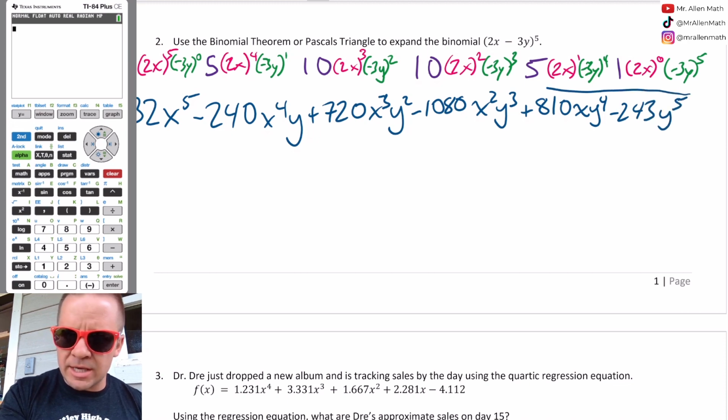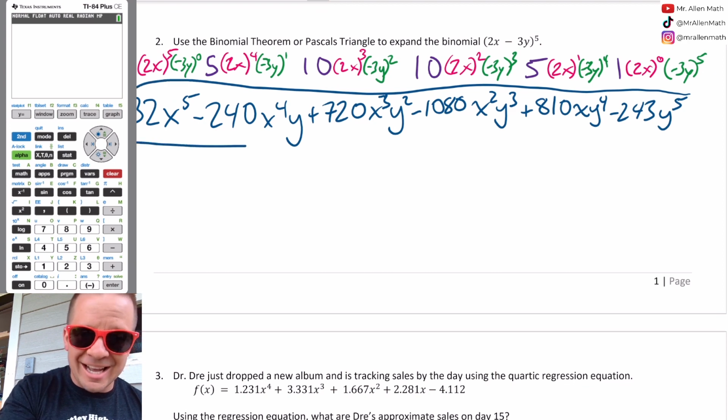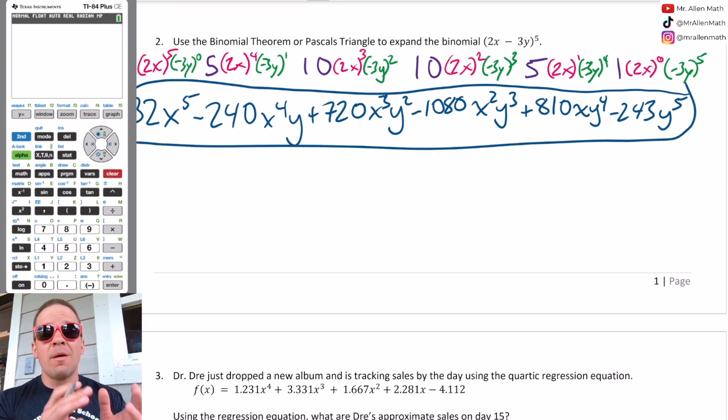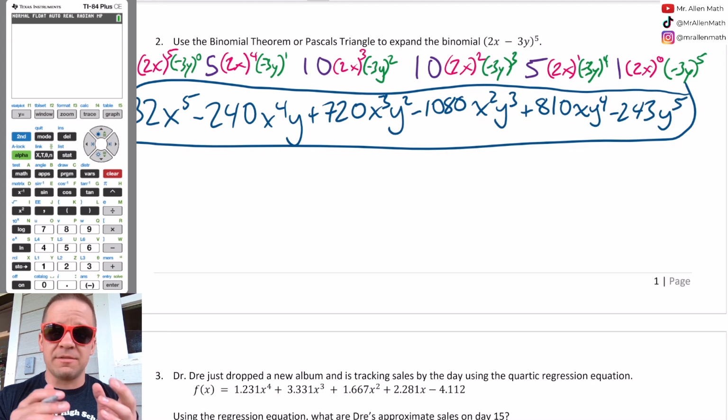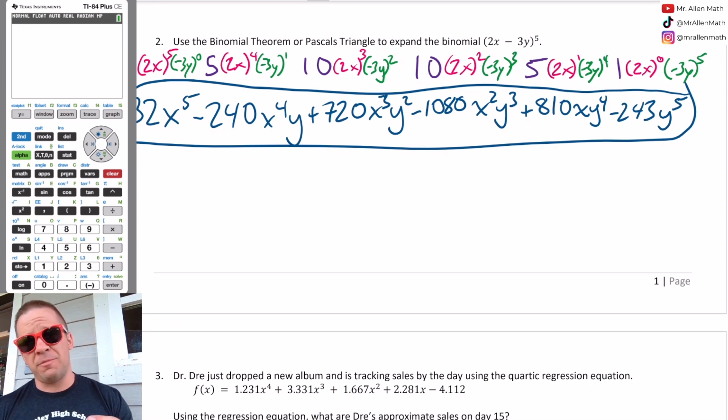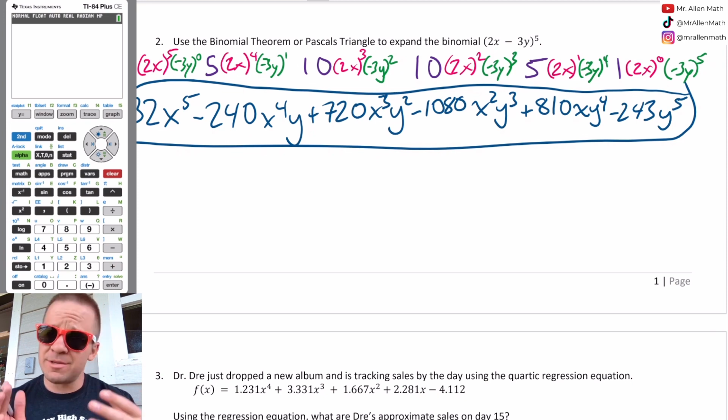So big thing here, guys, is you may have noticed the alternating signs that we have going on, right? It goes from positive to negative to positive to negative to positive to negative. That's a good way to check your work, check yourself before you wreck yourself, right? So, but yeah, be careful with those numbers and then work with those variables.